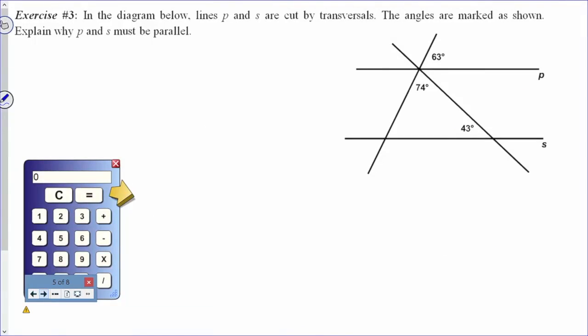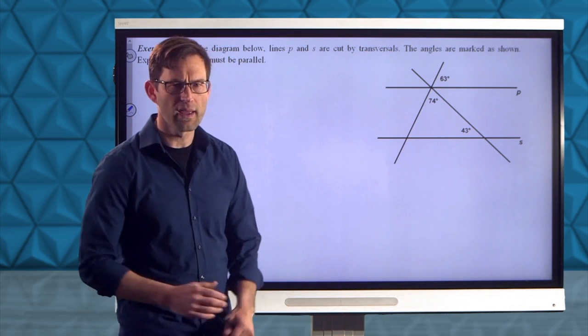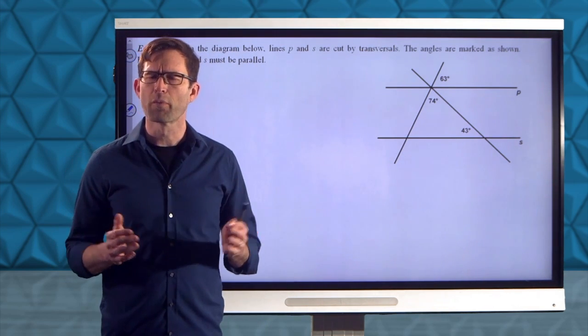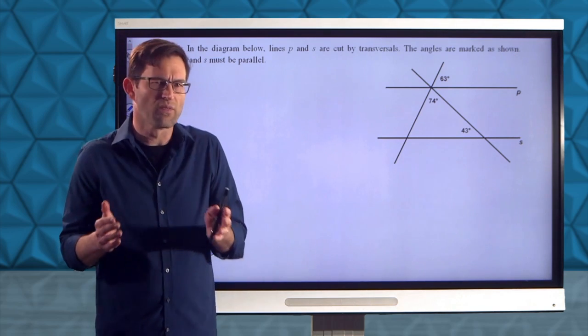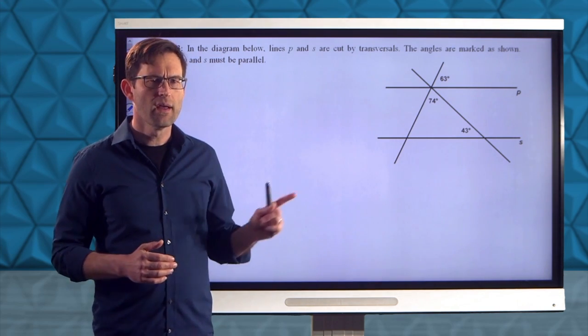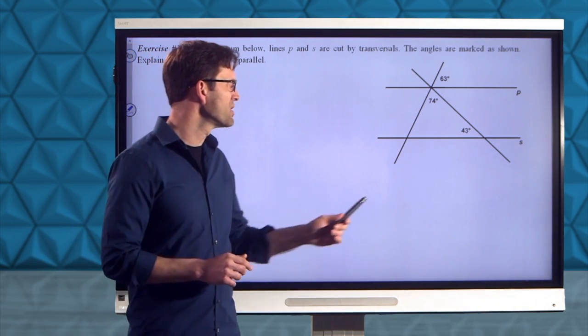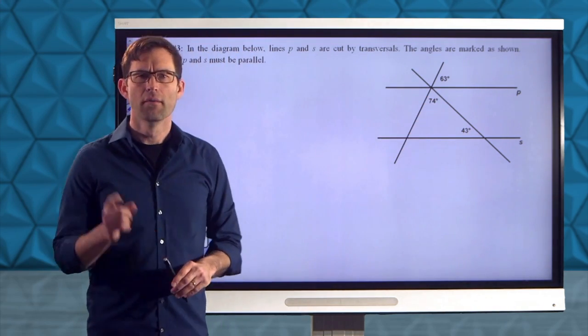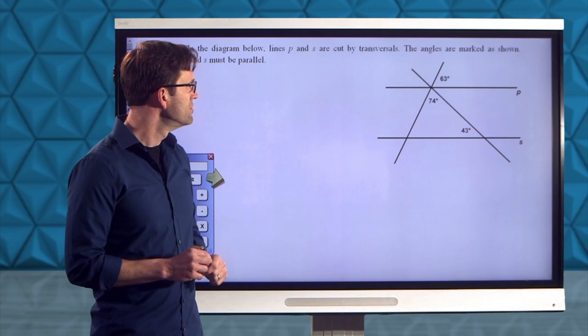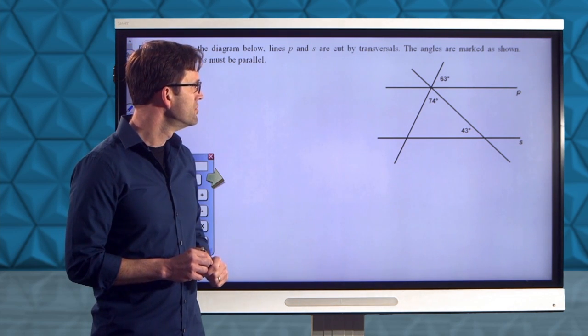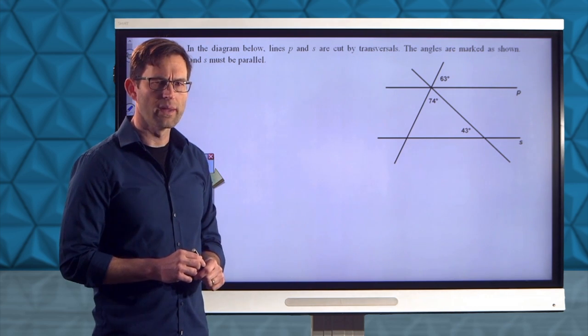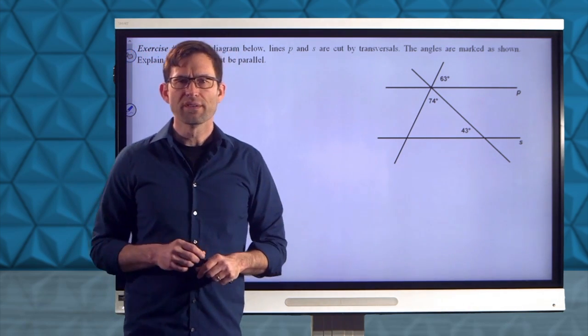Okay. Exercise number 3. In the diagram below, lines P and S are cut by transversals. The angles are marked as shown. Explain why P and S must be parallel. Okay? So again, it's not a proof per se, but it's an explanation, which is sort of like one level below a proof. Take some time and think how you would justify that P and S must be parallel. All right. There are a lot of different ways to do this.